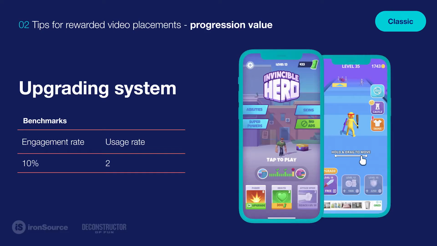Another placement is the upgrading system reward. In games that have this sort of upgrading mechanics in the homepage, you can easily connect it to the RV. And obviously, because it's in the homepage, it catches 100% of your daily active users, and it works very, very well.